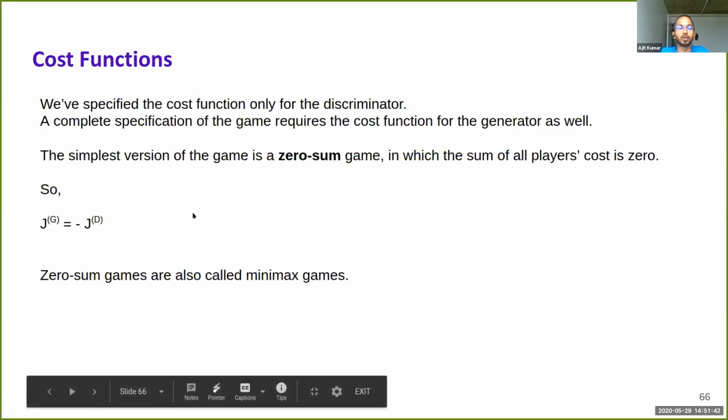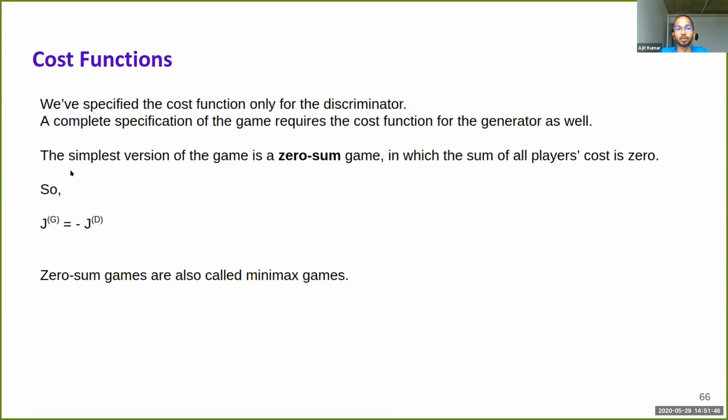So we haven't discussed the cost function for the generator, and because this is a game, the simplest version of the game is a zero-sum game, where if one player is losing, then the other player is winning. So if we make it a zero-sum game, then the sum of all the players' costs should be 0. So the generator's loss function would be the negative of the discriminator's loss function. And zero-sum games are also called min-max games, which is just another way to say that this is a zero-sum game.